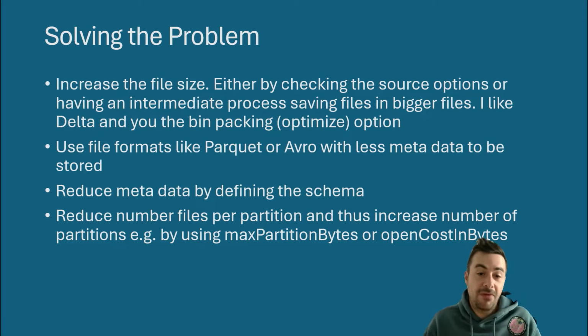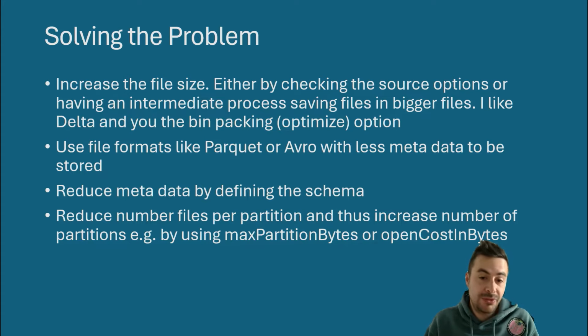Then, of course, file formats like Parquet and Avro, which have less metadata and are compressed, have a benefit in performance. And we also saw that metadata has to be saved, which is also an overhead for Spark. So one option, as we learned in the previous episode, and you can find a link here, is to define the schema and get a performance benefit. This benefit is due to less metadata, the schema in this case, to be processed.